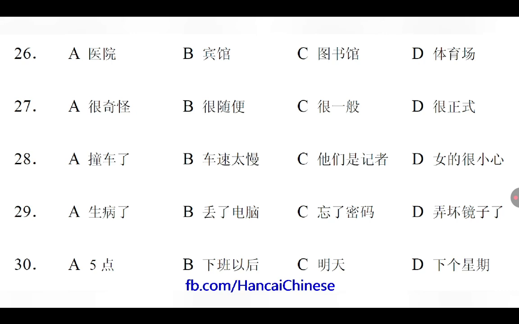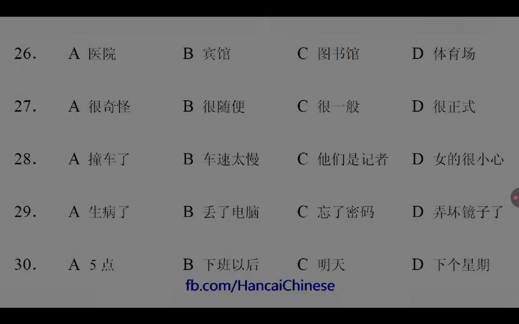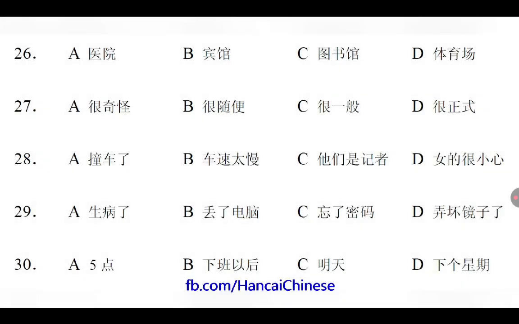30. 附近那家银行几点下班？你知道吗？5点，对，是5点。那来不及了，我本来打算去取点钱。明天吧，他们周6也上班。女的最可能什么时候去银行？ When will the girl go to the bank?